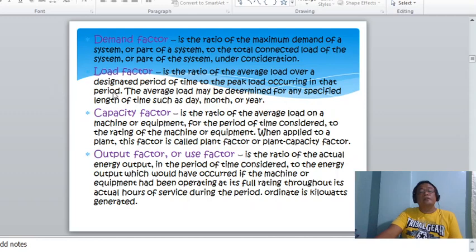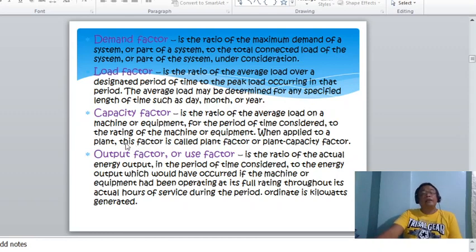Capacity factor. This is the ratio of the average load on the machine or equipment for the period of time considered to the rating of the machine or equipment. When applied to the plant, this factor is called plant factor or plant capacity factor. Class, it is very important to memorize or familiarize yourselves with these factors, because without knowing this definition of terms and factors, it is very difficult for you to solve a problem in this topic.